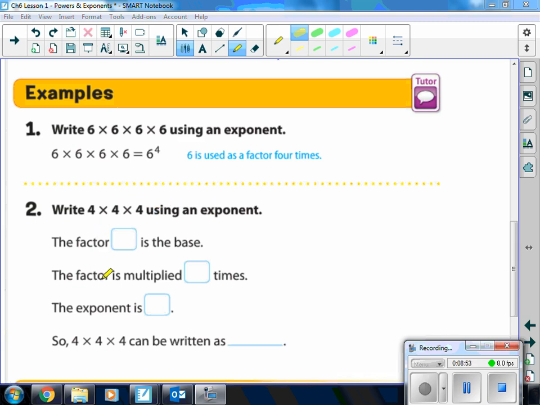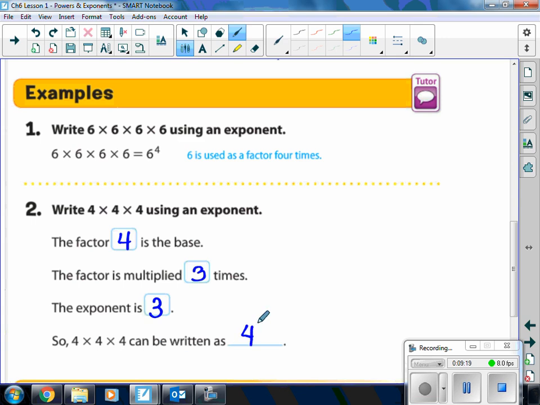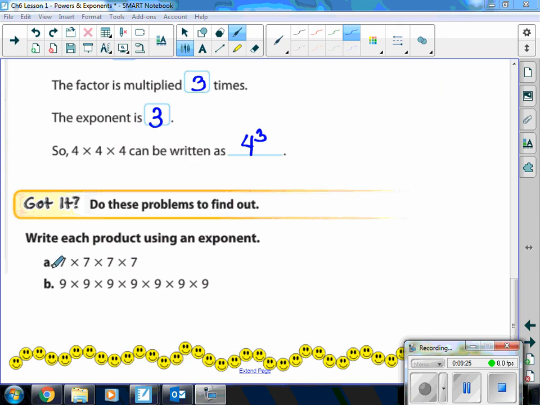So for example 2, we want to write 4 times 4 times 4 using an exponent. So here, the factor or the base is which number? 4, right? Now, the factor is multiplied how many times? 4 times 4 times 4, that's multiplied 3 times. So that means that my exponent is going to be 3. Very good. So 4 times 4 times 4 can be written as 4 to the 3rd power.